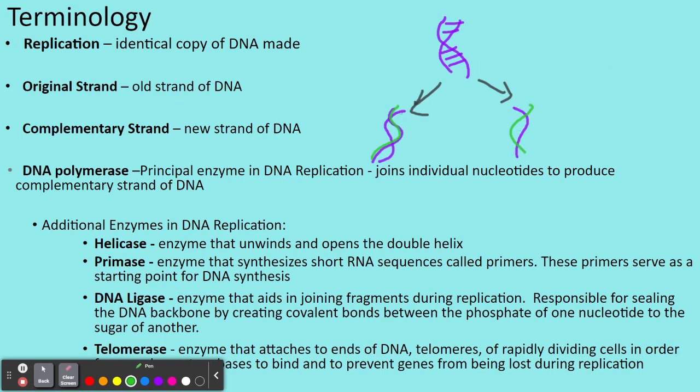DNA polymerase is kind of the main star of this show. DNA polymerase is the enzyme whose job is to actually make the complementary nucleotides. So, DNA polymerase makes the new set of DNA using the original strand. Other enzymes that are important for DNA replication include helicase. Helicase's job is to unwind and unzip the original strands. So instead of having that twisted ladder, the ladder is untwisted.